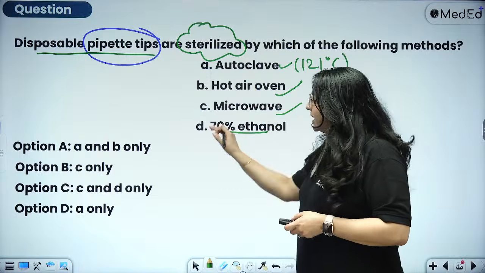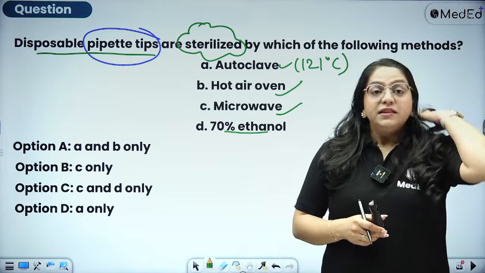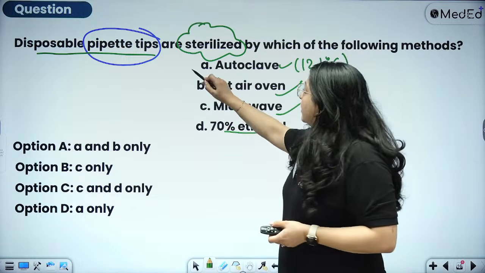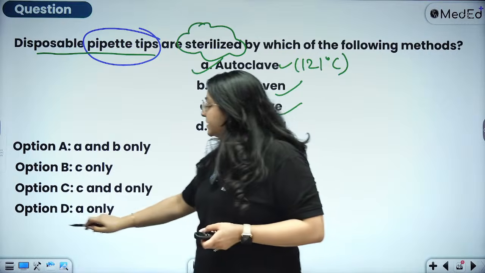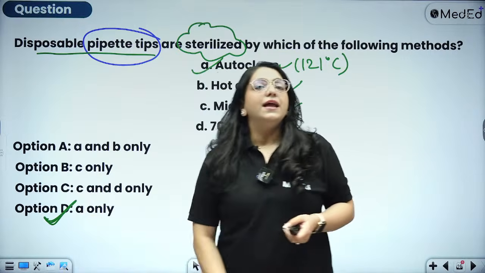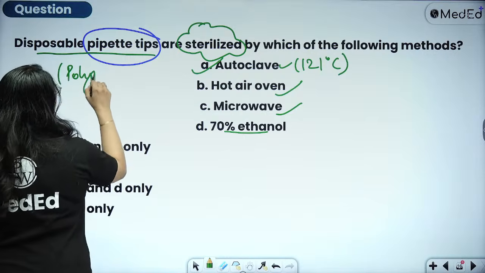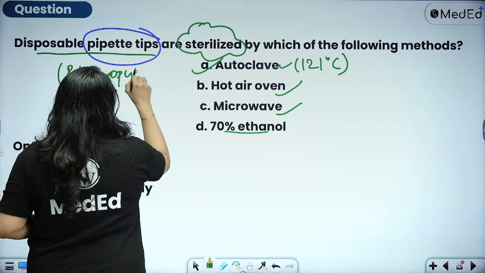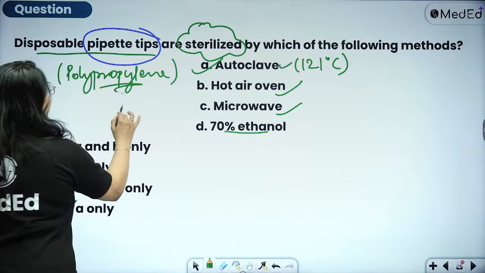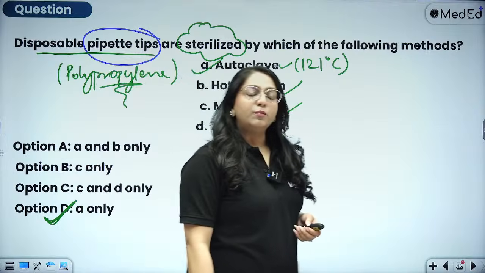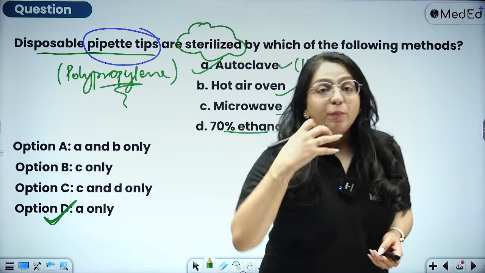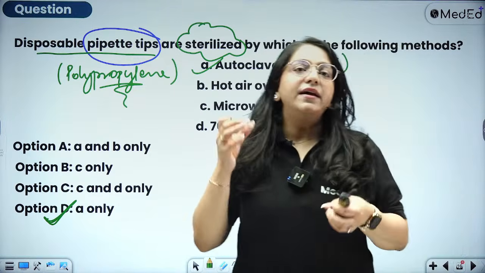So what do you think is an option here? The option here is autoclave. Now, how is it autoclave? The answer becomes option D, A only. Why? Because these pipettes are made up of polypropylene, and all the other plastics that I was talking about are polystyrene. So polypropylene is able to withstand higher temperatures.